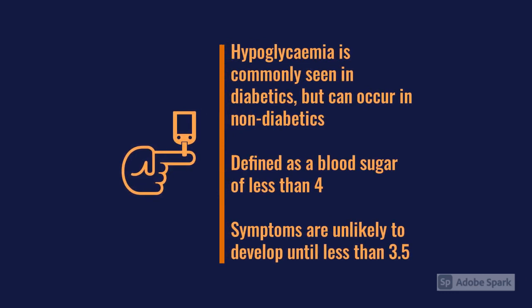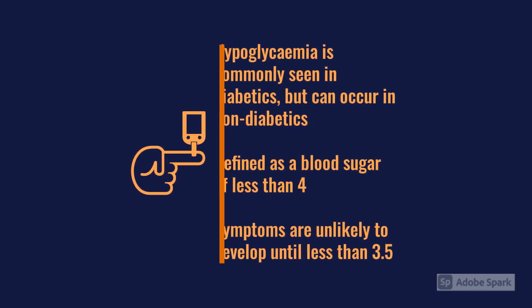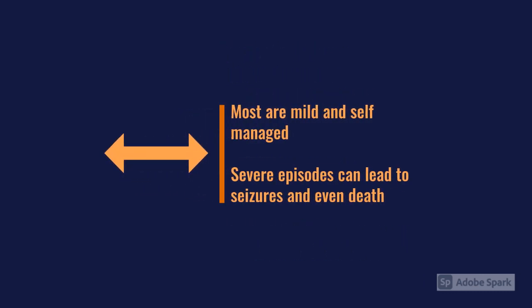Hypoglycemia is commonly seen in diabetic patients, but it can occur in non-diabetics as well. It's defined as a blood glucose of less than 4, although symptoms are unlikely to develop until around a BM of less than 3.5. Most hypos are mild and self-managed, but severe episodes can lead to seizures and even death.